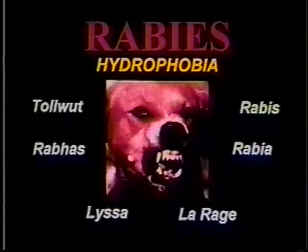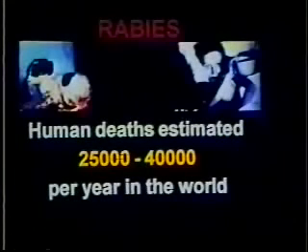Rabies, perhaps the most feared of all of the zoonotic diseases, because it is inevitably fatal in humans whenever clinical signs occur. It goes by a whole variety of different names, and has historically been known as hydrophobia because of the so-called fear of water. This is because of the paralysis of the pharyngeal muscles, the inability to swallow as a result of rabies.